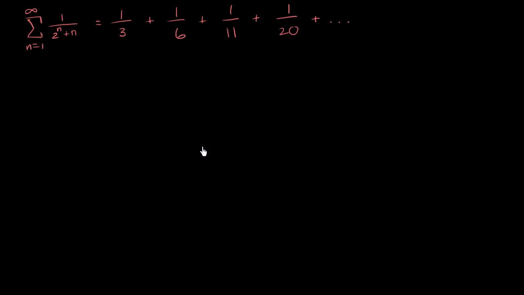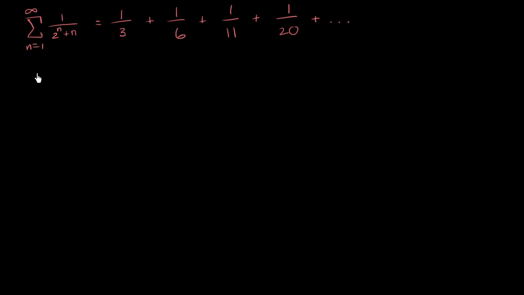It feels like this thing could converge. All of our terms are positive, but they're getting smaller and smaller quite fast. If we look at the behavior of the terms as n gets larger and larger, we see that the 2 to the n in the denominator will grow much, much faster than the n will. So this kind of behaves like 1 over 2 to the n, which is a clue of something that we might be able to use for the comparison test.